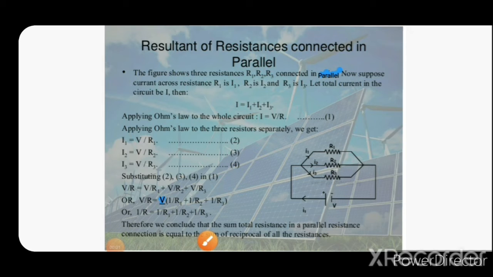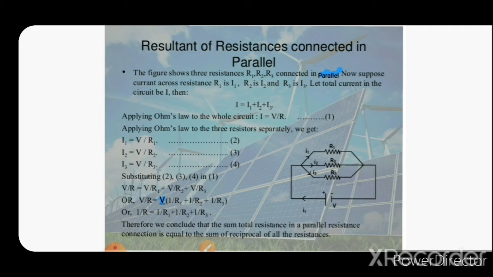Now students, let us consider the arrangement of 3 resistors joined in parallel with a combination of cell, and a battery. Now the figure shows 3 resistances R1, R2 and R3 connected in parallel.